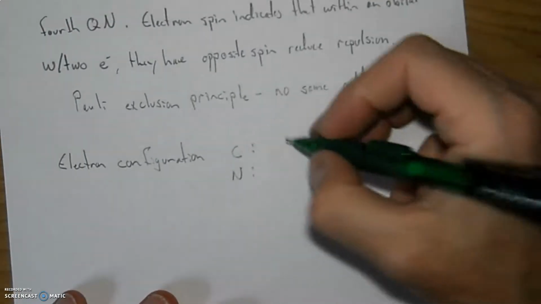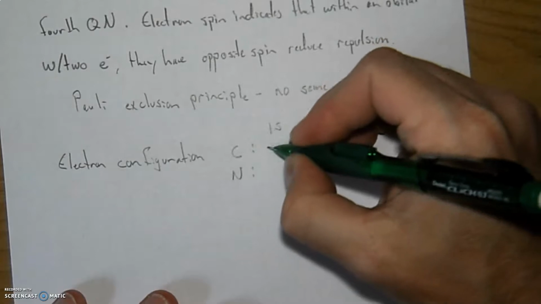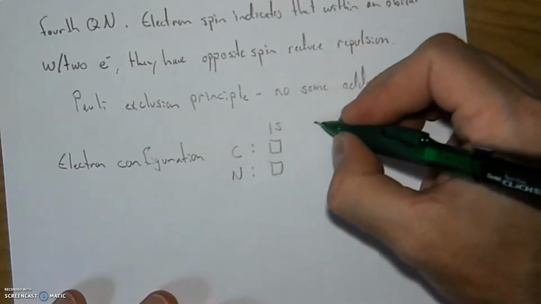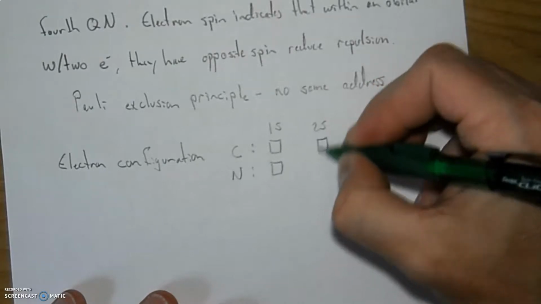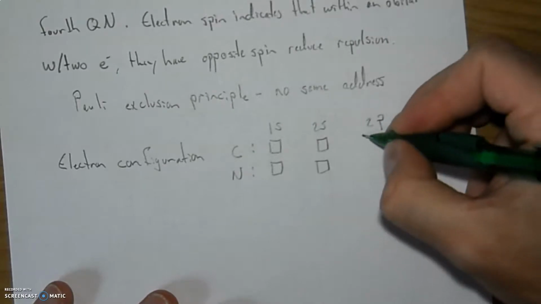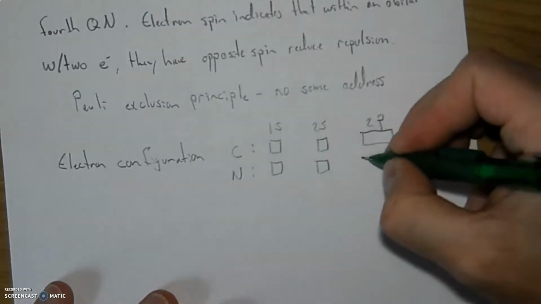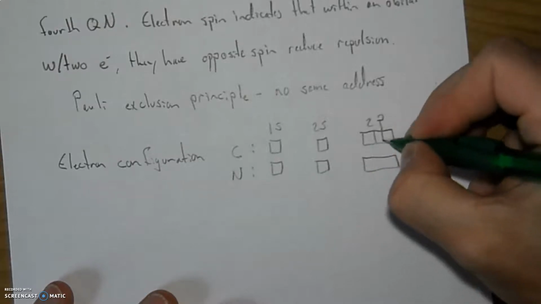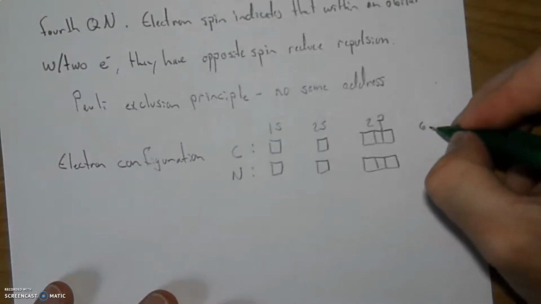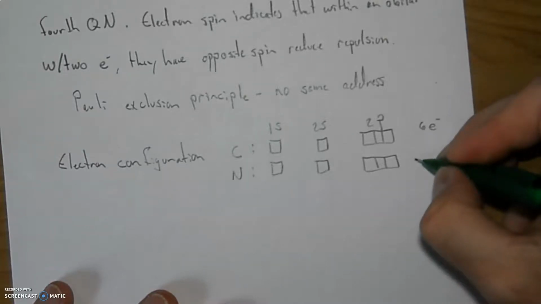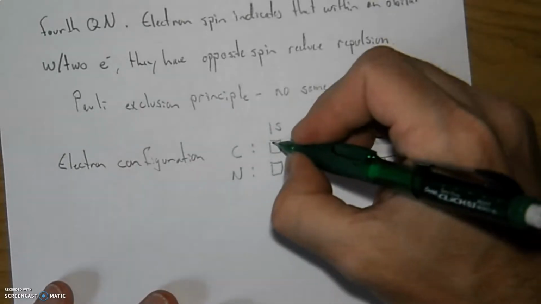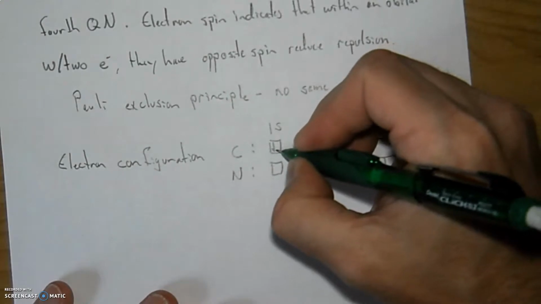So as far as locations, you have the 1s, and they both have this. They have the 2s, and they both have this. And then they have the 2p. Okay, so for carbon, it again has 6 electrons, and nitrogen will have 7. So how these guys will fall, it doesn't matter up or down how you start, as long as they're different.